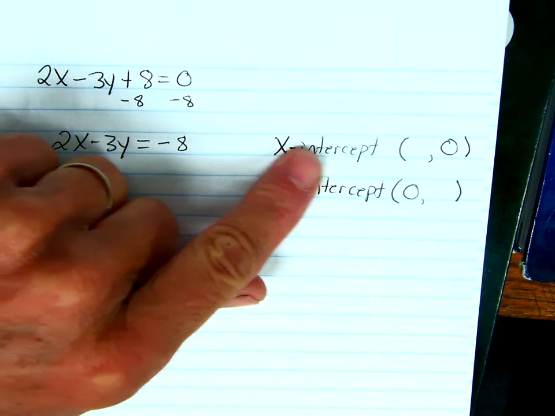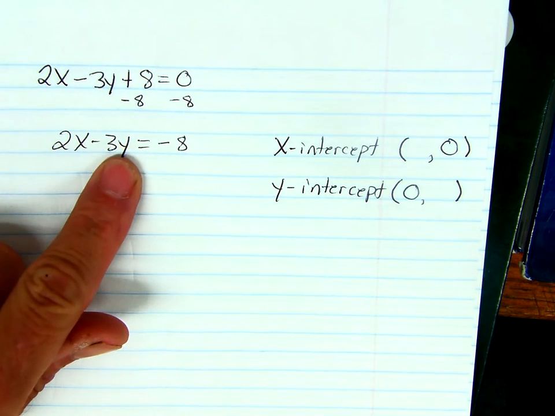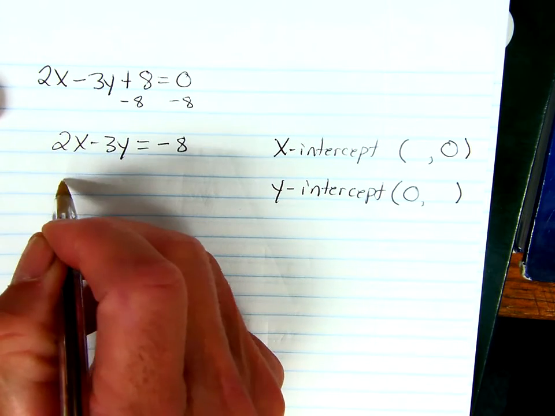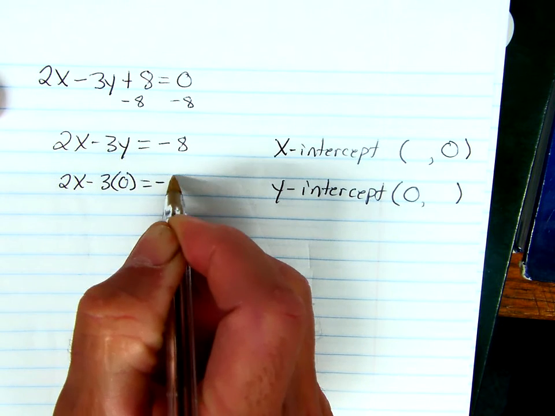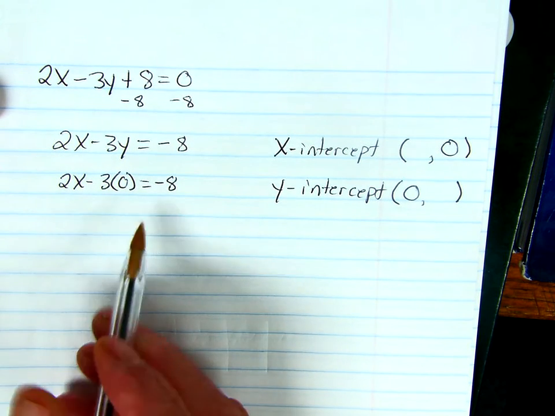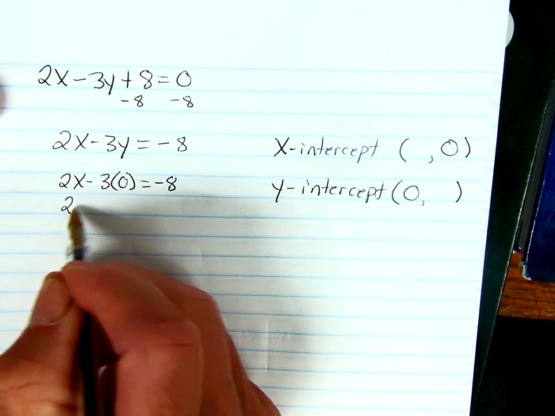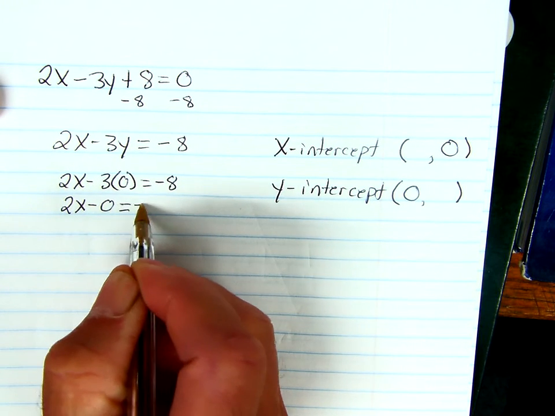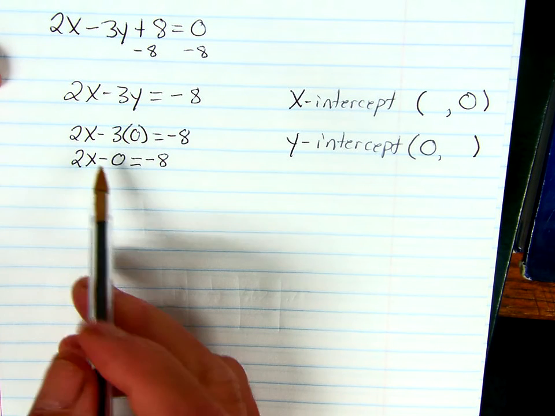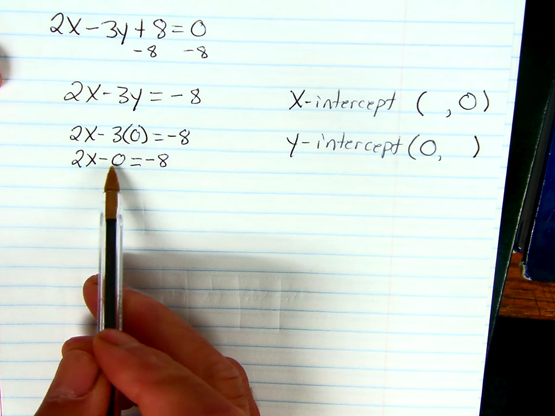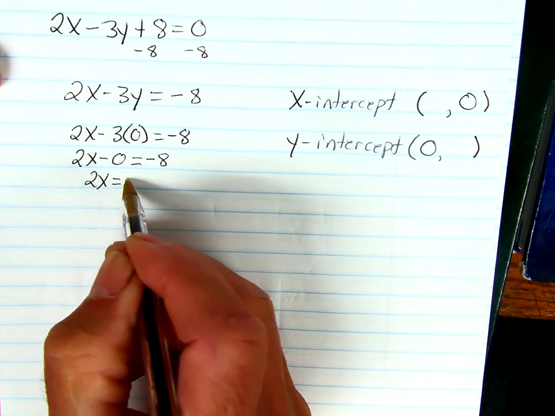Well, when you're looking for your x-intercept, you set y equal to 0. Here's a y. We'll make it 0. So now we have 2x minus 3 times 0 equals negative 8. Here's some math to do. 3 times 0 equals 0. 2x minus 0 equals negative 8. Since we're subtracting nothing, we can just leave that part of it off. 2x equals negative 8.